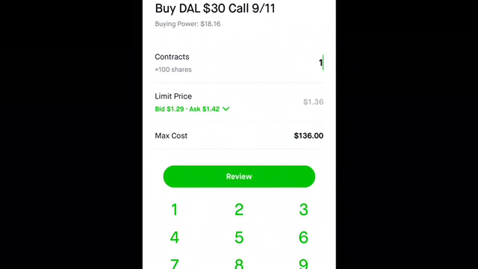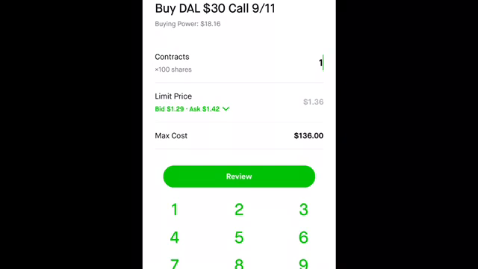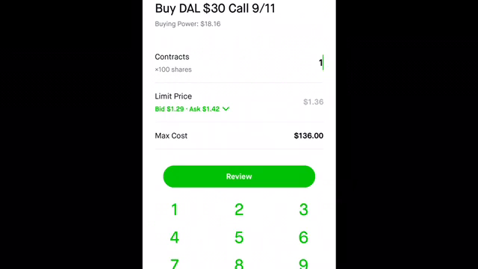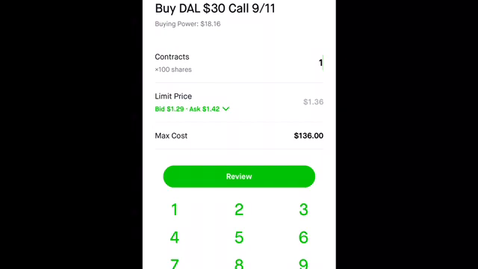So we're going to use this September 11th one. Let's say by September 11th, Delta Airlines did not hit $30. Essentially what happens is your call can expire worthless. So essentially what that means is all the money you invested into the contract is gone. It's at $0.00. And that's if you hold it until expiration date.